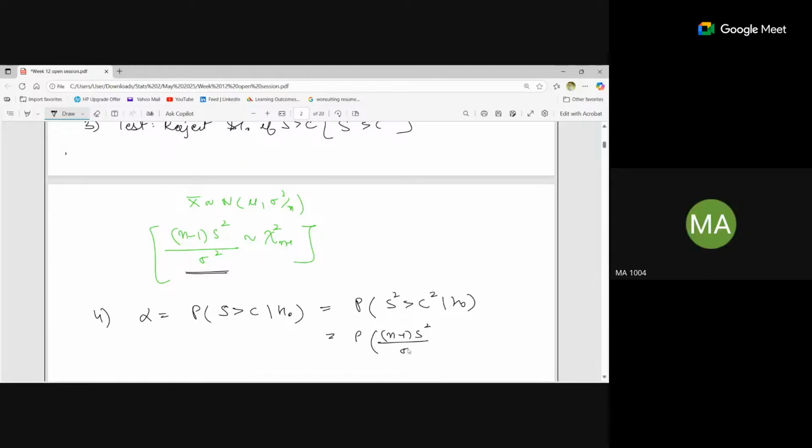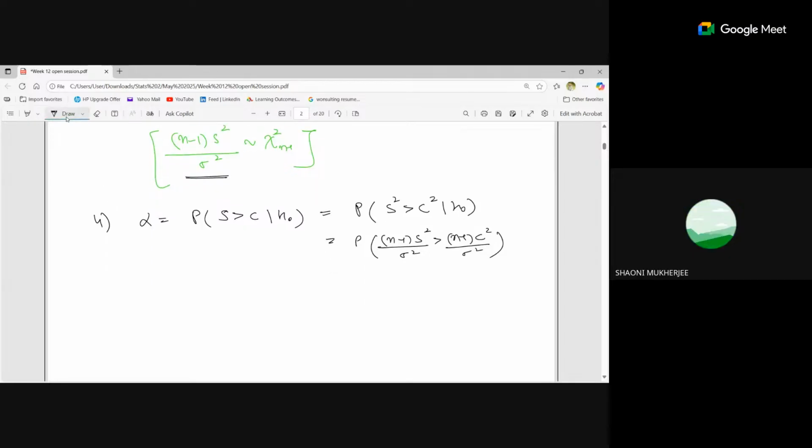Sigma square, which will be greater than (n minus 1)C square divided by sigma square. Till here it's fine? Yes. Now, under H naught, what does this mean? Sigma is equal to sigma naught. So in the place of sigma, this will be sigma naught.